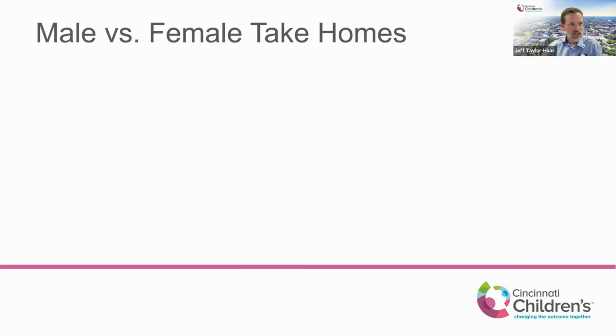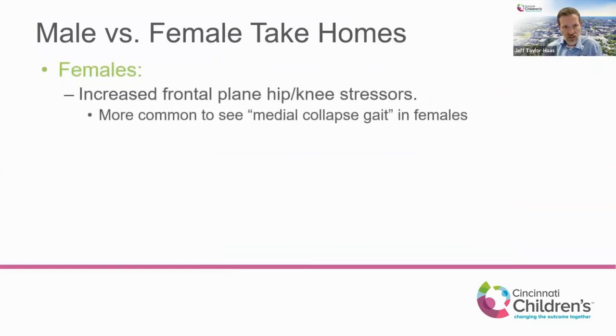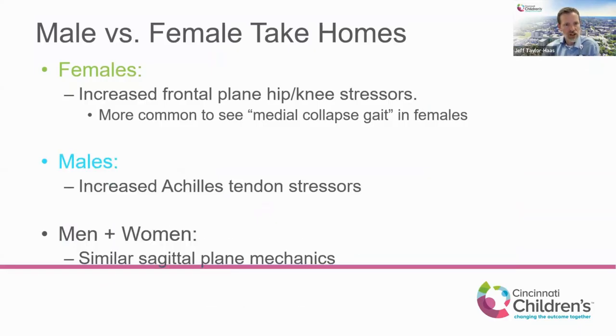So a few key take-home points. When we're looking at females, they tend to run with increased frontal plane hip and knee stressors. It's more common to see a quote-unquote medial collapse gait in females, which we'll talk about next month when we get into our gait analysis webinar. Men, on the other hand, have increased Achilles tendon stressors than women do, and this is likely due to running with relatively more rear foot eversion, but that's not the only factor, it's just a factor. And finally, men and women have similar sagittal plane kinematics when we are comparing kinematics between sexes.